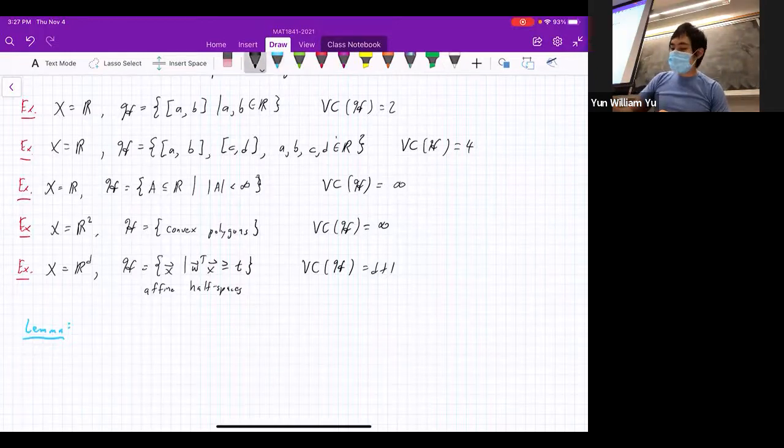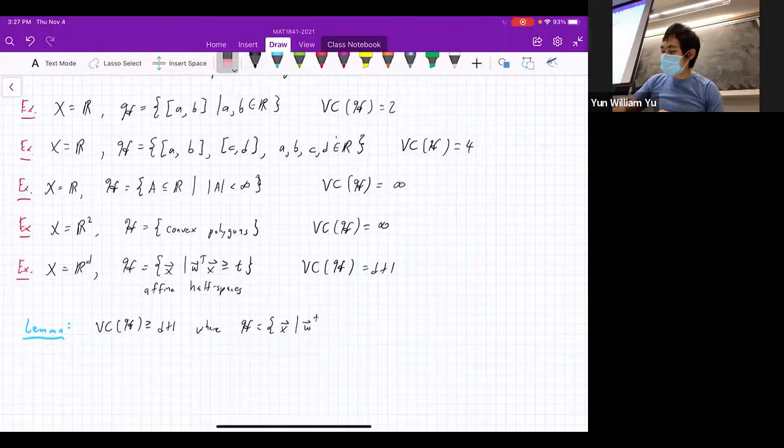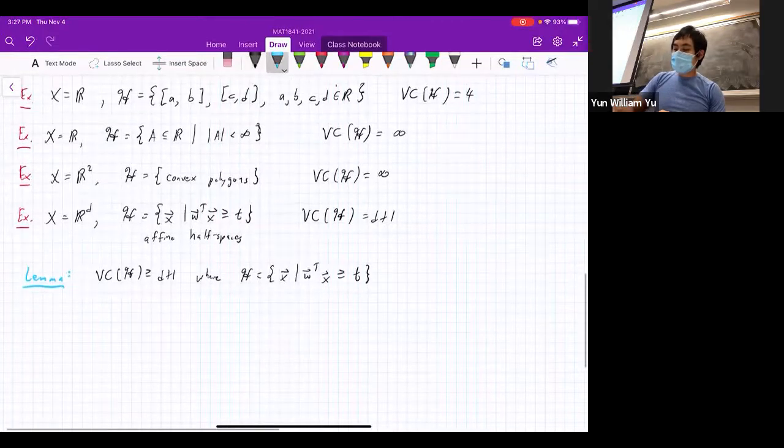So this lemma is going to be: VC of H is greater than or equal to d plus 1, where, of course, H is the set that we just defined, the affine half spaces, w transpose x greater than or equal to t. And the proof of this is we just need to exhibit a single set. So let me define one for you.